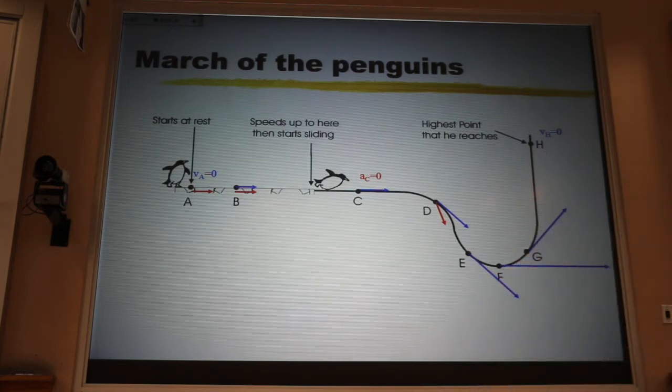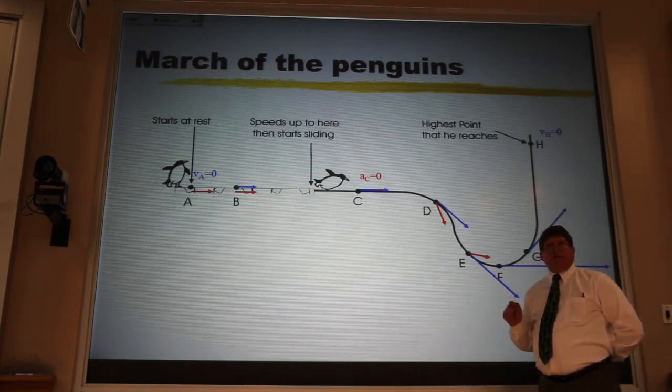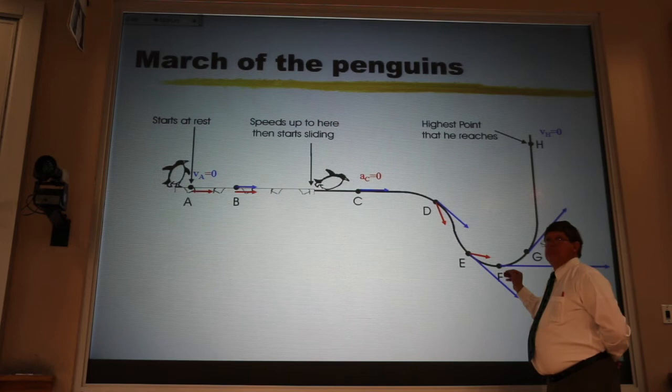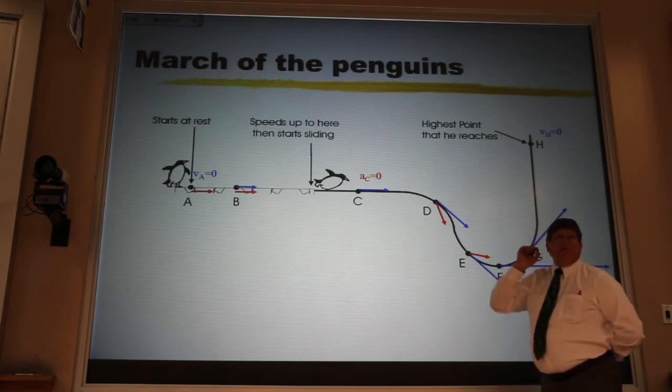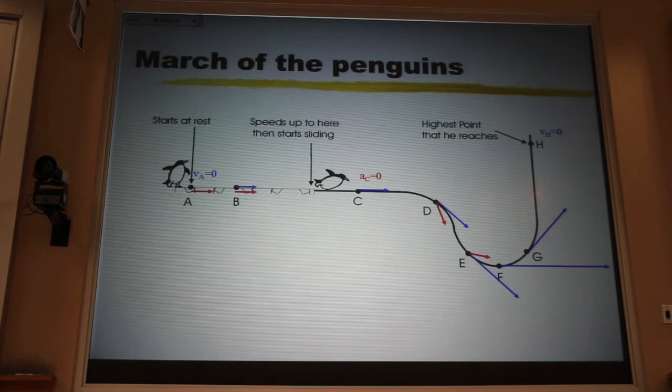At E, we're also speeding up and turning, but this time we're turning to the left. So the vector would be less than 90 degrees, but towards the inside of the curvature. At F, you are not speeding up and you are not slowing down. You were speeding up, you will be slowing down, but F is the point where you take the foot off the gas pedal and reach for the brake.